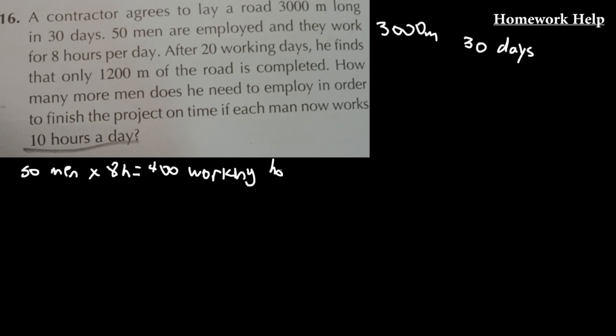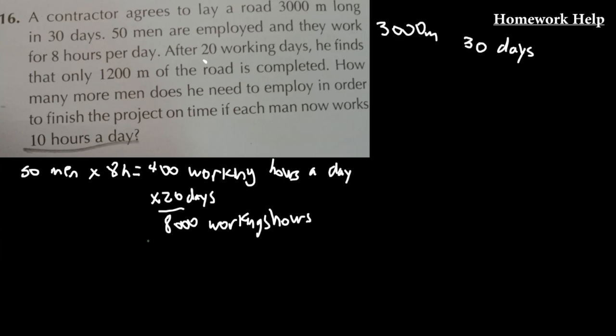Okay. So after 20 days, he finds that only 1,200 meters is finished. So 50 men times 8 hours a day, 400 working hours a day. And it said that they work for 20 days. So you can multiply by 20 days to see how many working hours they put in. So here 400 times 20 gives us 8,000 working hours. Now, it may not be relevant, but you never know for these types of questions.